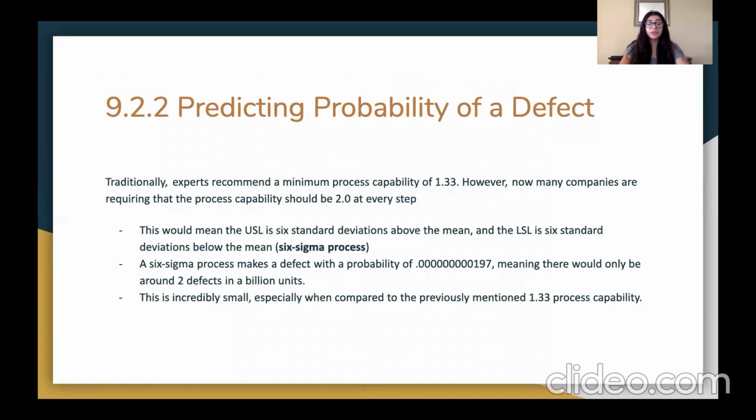Moving on, experts recommend a minimum process capability of 1.33. However, now many companies are requiring that the process capability should be 2 at every step. This would mean that the USL is 6 standard deviations above the mean, and the LSL is 6 standard deviations below the mean, which is also a 6 sigma process. This process makes a defect with a very low probability, which would mean that there would only be around 2 defects per billion units. This is very, very small, especially when we compare it to the 1.33 process capability. The reason why companies are doing this is because even though it seems small, when you add them all together across all the parts, it really adds up.